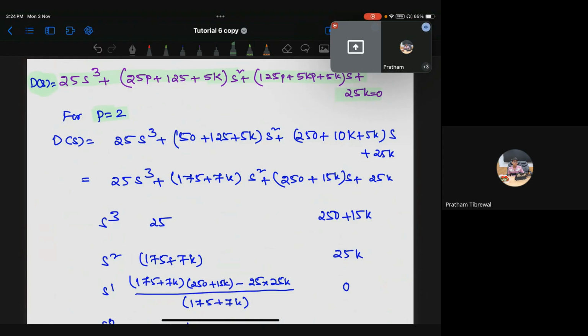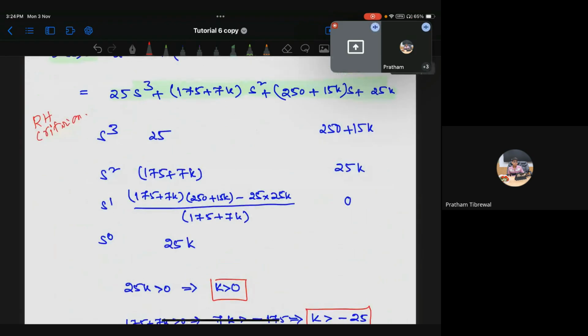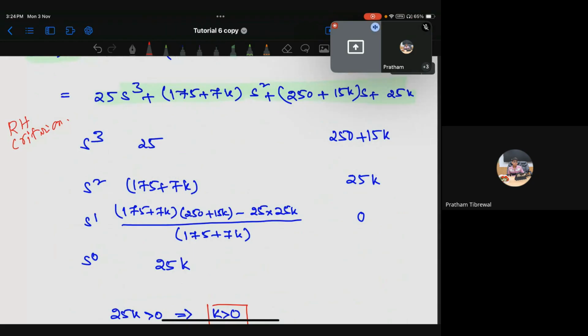For p equal to 2, this is the expression. After simplification, we got this. Now we are going to apply the RH criteria. So what we do in the RH criteria: we write s cube, s square, s power 1, s power 0, because the highest power is s cube, s square, s and s power 0.